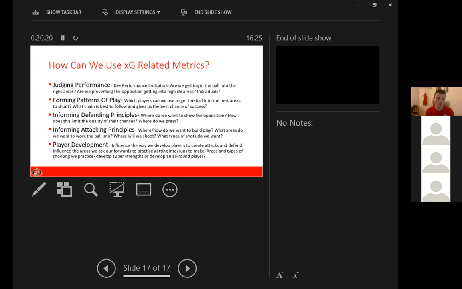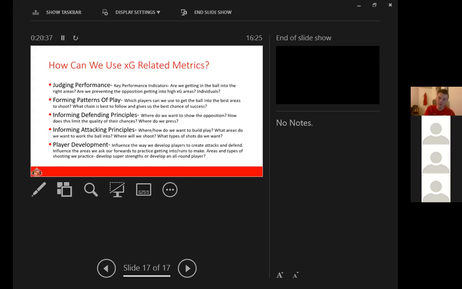I would say it would be used to inform defensive principles as well. Where do we want to show the opposition? How does this limit the quality of their chances? And where do we press? So with expected goals, does it maybe favour more of a low block team, where we let them shoot from distance, but we're very compact around the box and don't let them get their shots away?